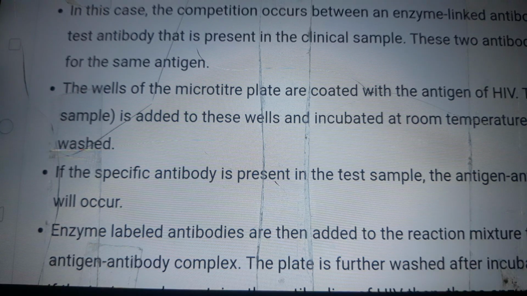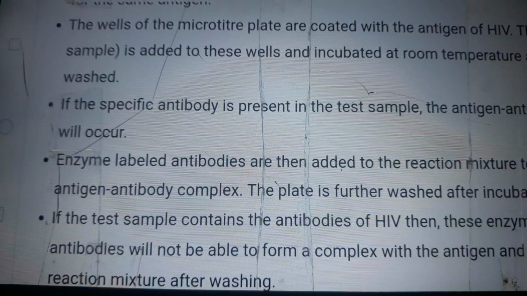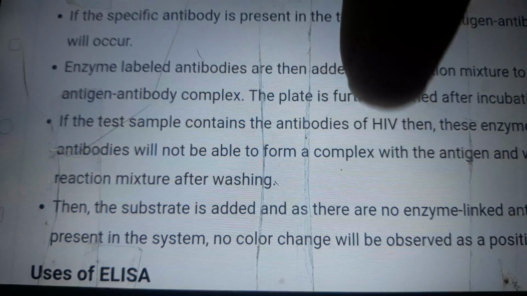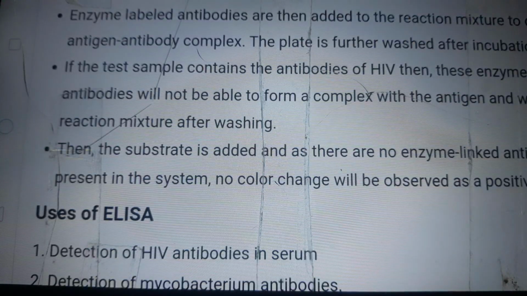The wells of the microtiter plate are coated with the antigen of HIV. The sera test sample is added to these wells and incubated at room temperature and then washed. If the specific antibody is present in the test sample, the antigen-antibody reaction will occur. Enzyme-labeled antibodies are then added to the reaction mixture to detect the antigen-antibody complex. The plate is further washed, and after incubation, if the test sample contains the antibodies of HIV, then these enzyme-linked antibodies will not be able to form a complex with the antigen and will leave the reaction mixture after washing.